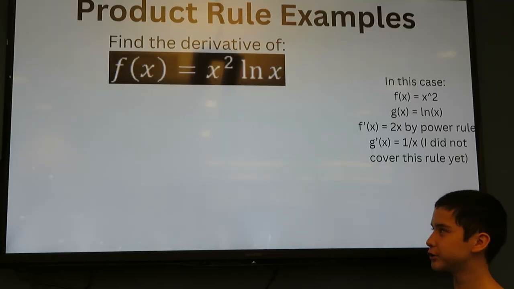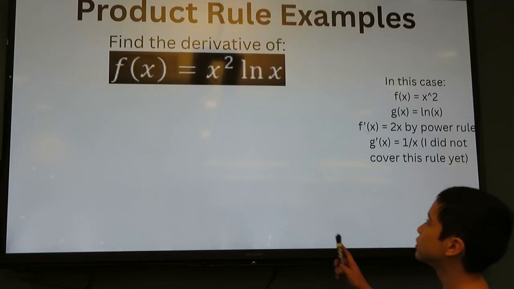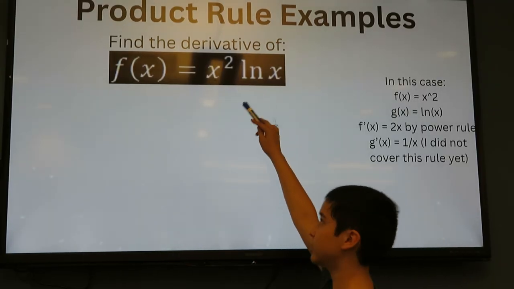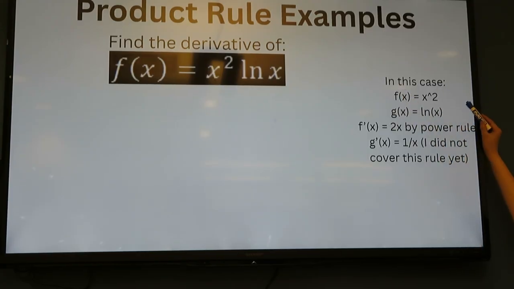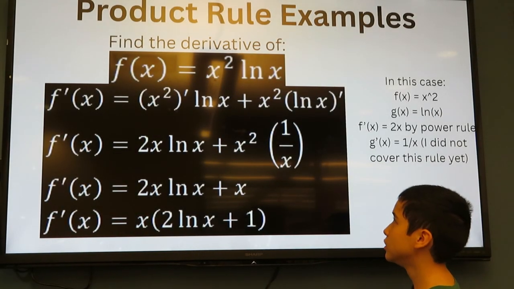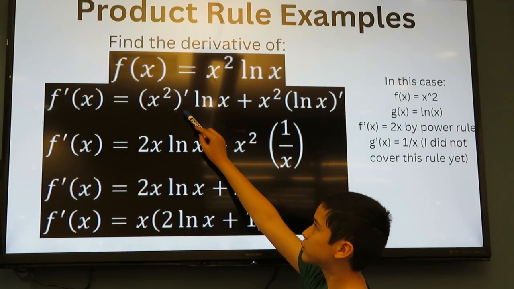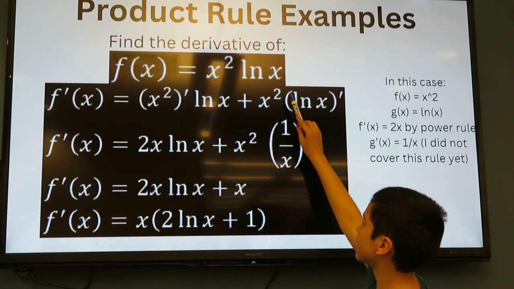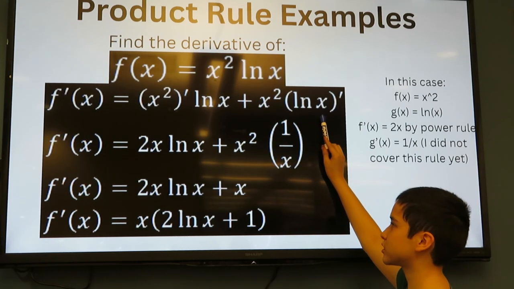Here's an example of the usage of the product rule. So we have f of x equals x squared times natural log of x. And to make it easier, I've listed the functions f of x and g of x and their derivatives. So if we use the product rule, we get x squared, the derivative of x squared times natural log of x plus x squared times the derivative of natural log of x.